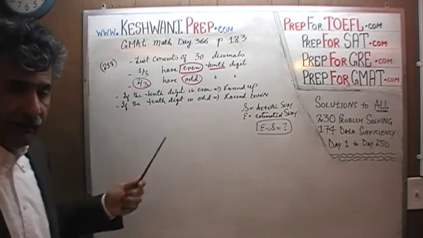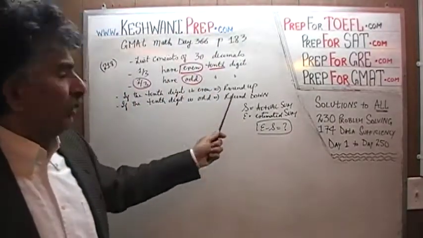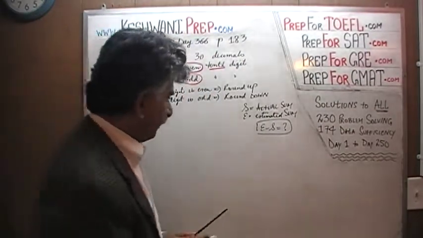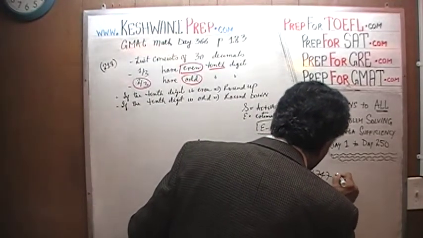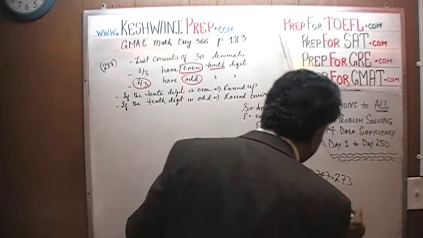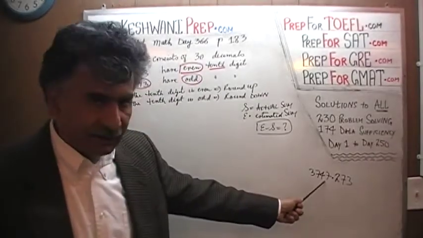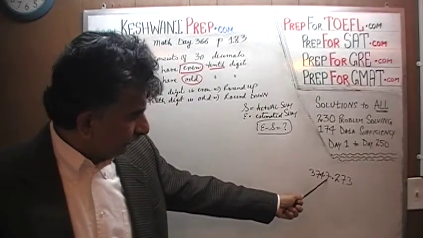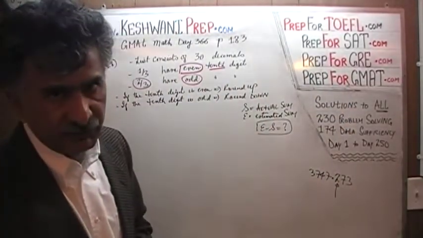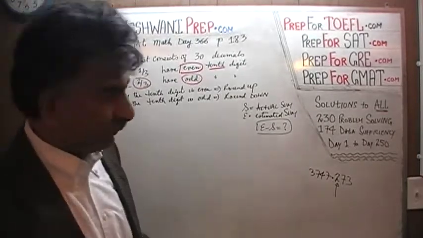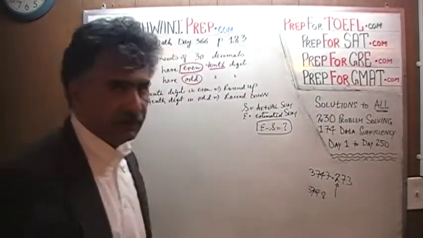We are further told that if the tenth digit of the decimal is even, then we have to round it up. For example, if you happen to find 3447.273, the tenth digit of this number is even. Since the tenth digit is even, we are supposed to round it up, so this will become 3,748.